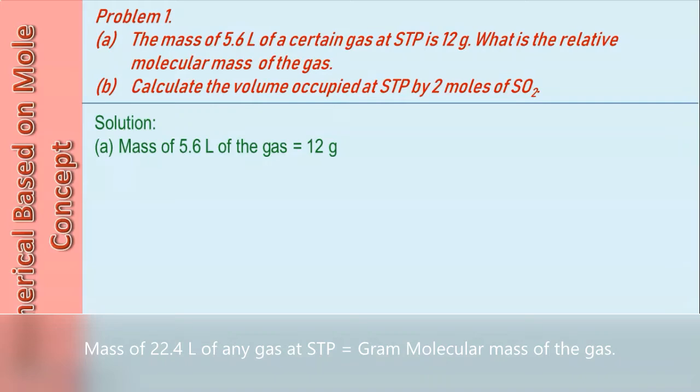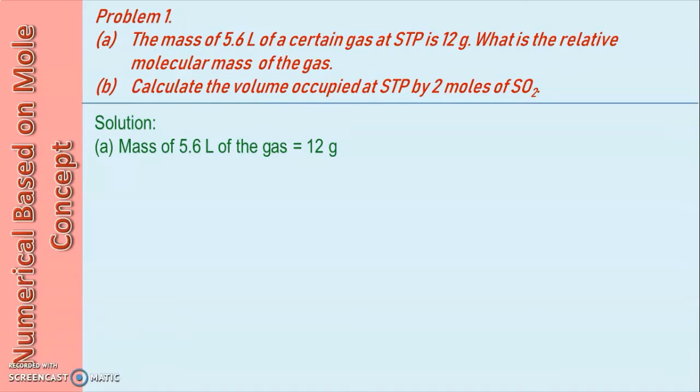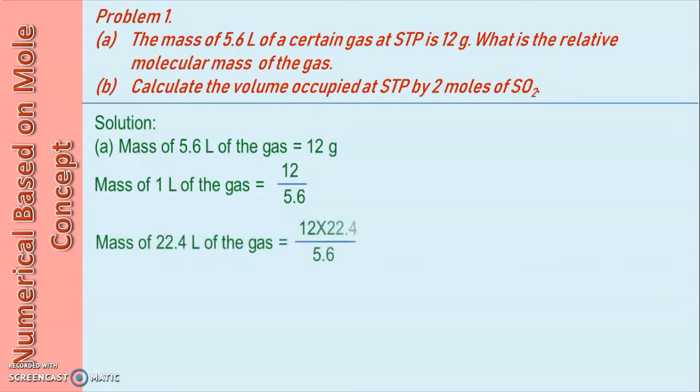So let us find out the mass of 22.4 liters. The mass of 5.6 liter of the gas is equal to 12 gram, and thus the mass of 1 liter of the gas will be equal to 12 by 5.6 gram, and the mass of 22.4 liter of the gas will be equal to 12 into 22.4 divided by 5.6 gram. And if you calculate this one, then you will get 48 gram.